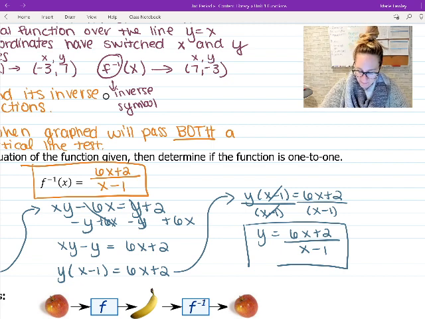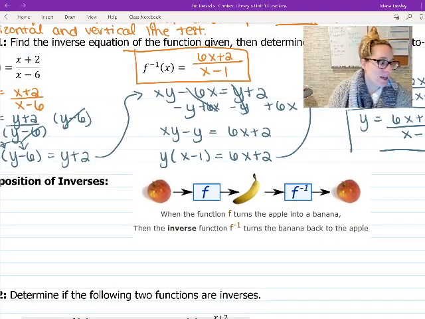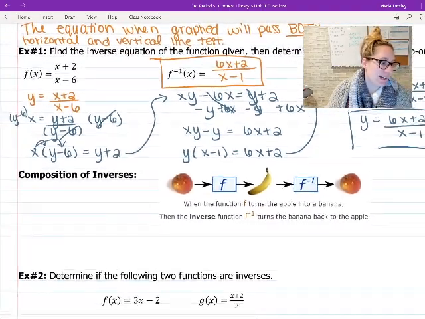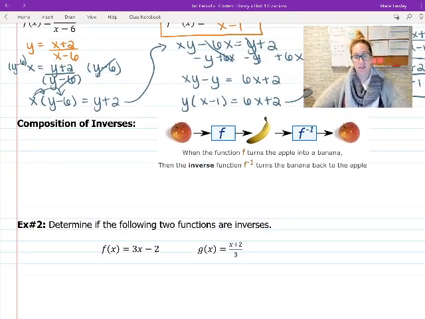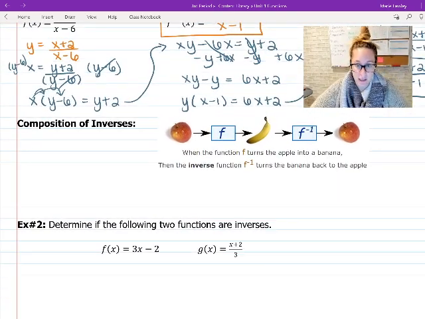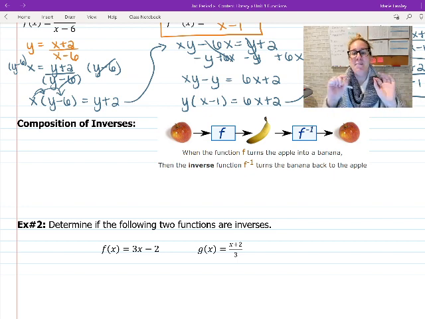Okay, so next piece, we're moving on, is a way that we can use inverses, or I guess more so how we can use composition of functions to learn about inverses. So basically, I have this apples and bananas thing, which maybe doesn't make a lot of sense, but when I saw the picture, it clicked for me. So I copied it and saved it and put it in the notes.